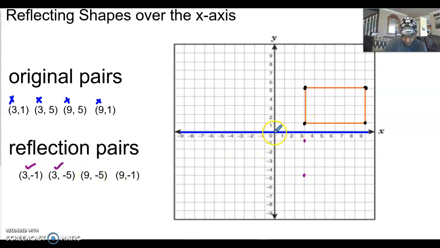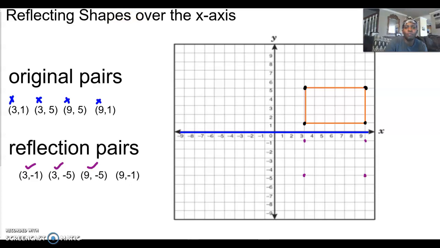We're moving over from our origin all the way over to 9 and down to -5, which is located right here. And then our last point is 9, -1. Start at my origin, move all the way over to 9 and down to -1. And we have just created a reflection of the shape that we have at the top.